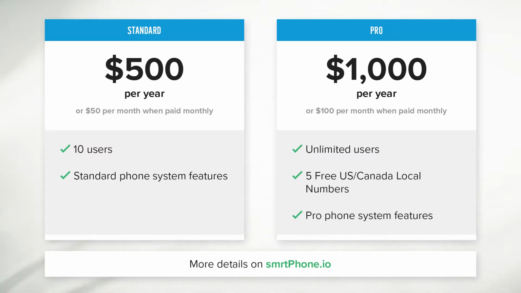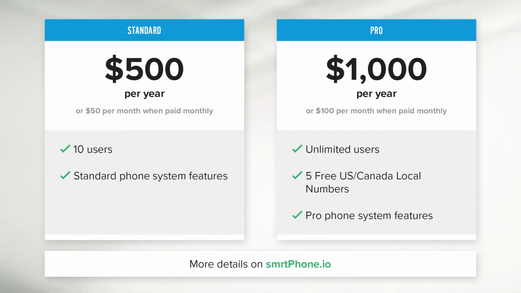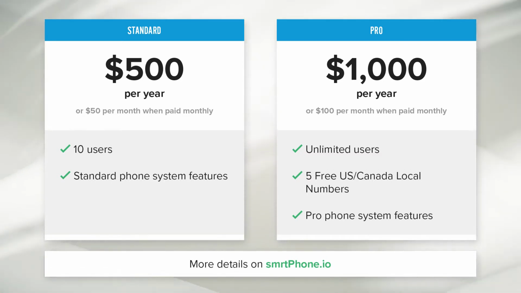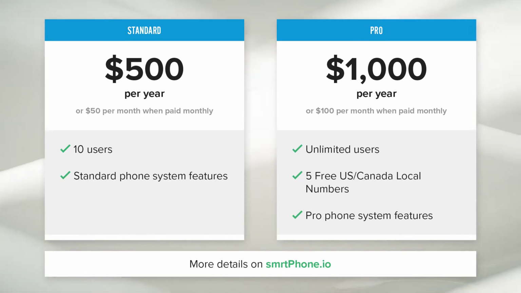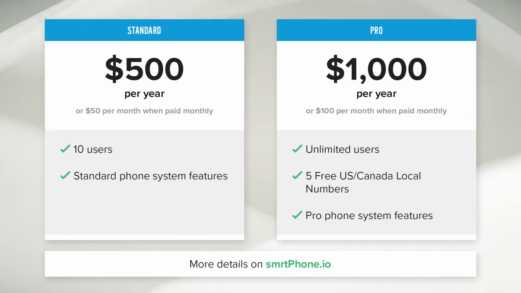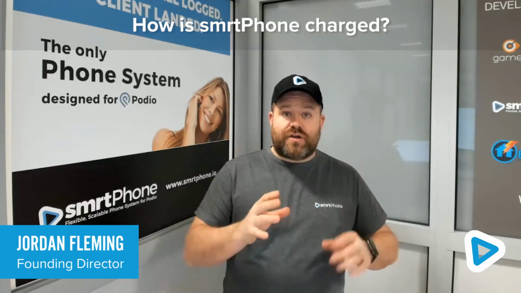Smartphone Standard is $50 a month or $500 a year and comes with 10 users and a host of standard phone system features. Smartphone Pro is $100 a month or $1,000 a year, comes with unlimited users, 5 free US or Canada local numbers, and a host of Pro advanced call features that let you really supercharge how you use your phone system.